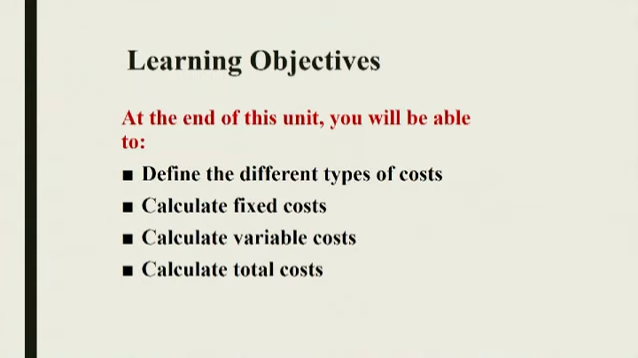Today we'll look at Unit 7, which is on Business Cost, Revenues and Profits, Part 1. The learning objectives of this unit are to define the different types of cost, calculate fixed cost, calculate variable cost, and calculate total cost.